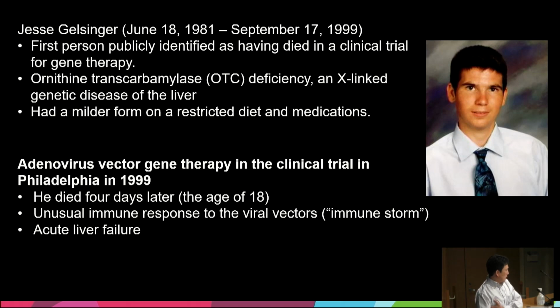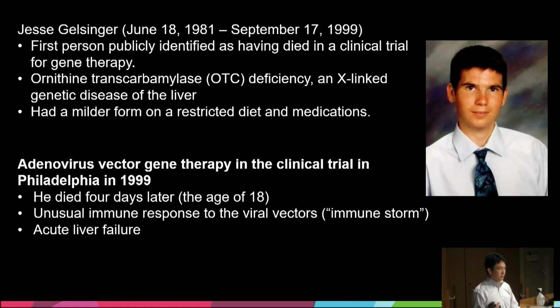This young man, Jesse Gelsinger, is probably the first person publicly identified as a death in a clinical trial for gene therapy. It happened in 1999. He had a liver disease, OTC deficiency. It's an X-linked disease of the liver that causes a lot of ammonia, but he actually had a very mild version because of a mosaic condition. He was actually doing well with dietary restriction and medications.